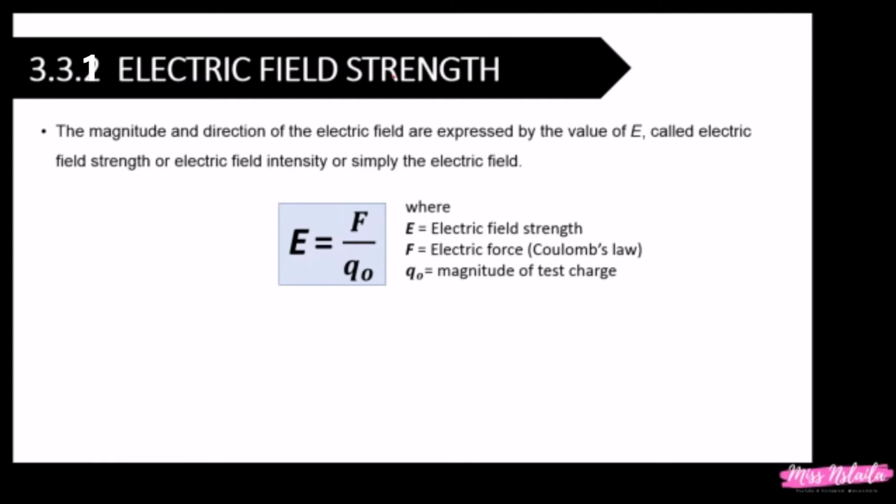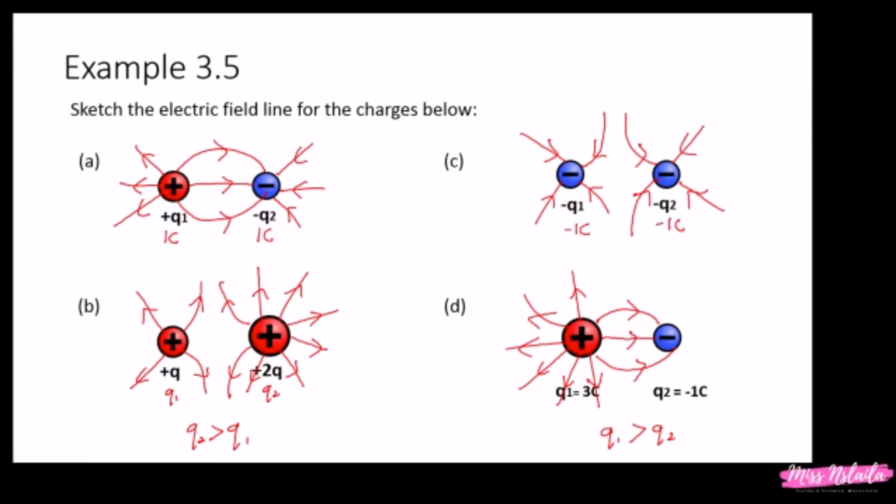For electric field strength, we want to measure the strength of the electric field at a certain area. For example, let's take a look at this example. We have sketched the electric field lines. So what about the electric field strength? For example, if I want to find the strength of the electric field at this point A.